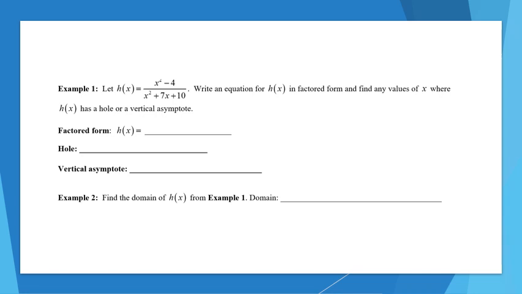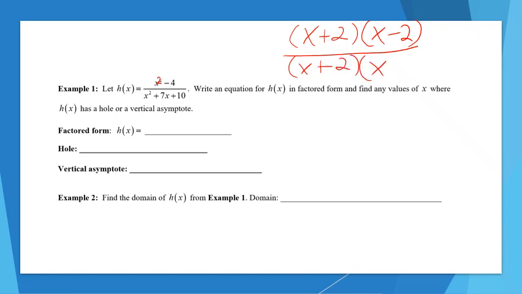So here, this is x squared minus 4. Write an equation in factored form, and then find any holes or vertical asymptotes. So we're given this in standard form, so we need it in factored form. So we're going to factor this into x plus 2 and then x minus 2, all over x plus 2, x plus 5. This would be this in factored form, so I'll just translate this over here.